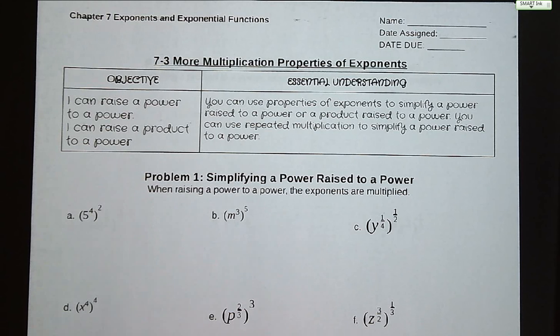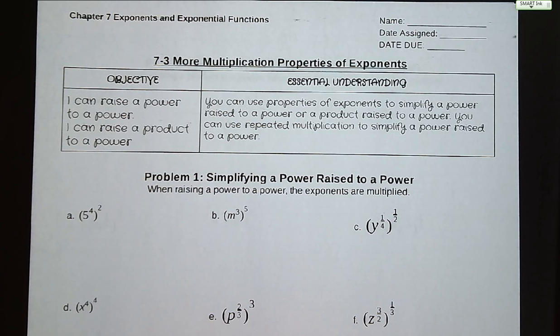Our objective for today is that I can raise a power to a power and that I can raise a product to a power. Our essential understanding is that you can use properties of exponents to simplify a power raised to a power or a product raised to a power. You can use repeated multiplication to simplify a power being raised to a power.